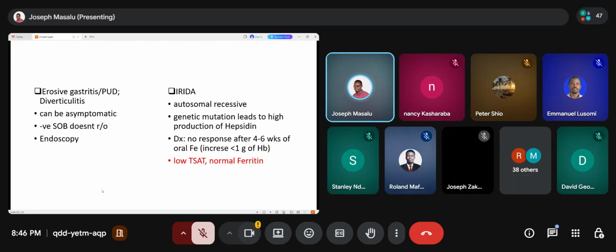So we expected the ferritin to be normal because it's a picture like that of anemia of inflammation. They have a normal ferritin because hepcidin is there, not telling the intestine to absorb more iron. The body has iron and it's not released to be used. So it's not IRIDA in this case.